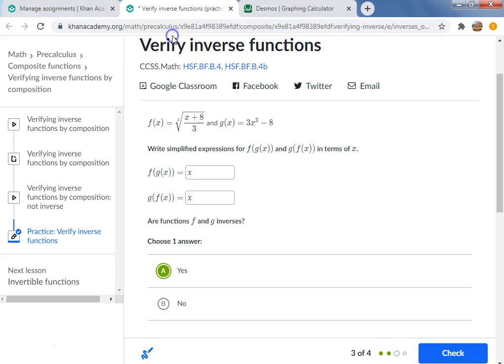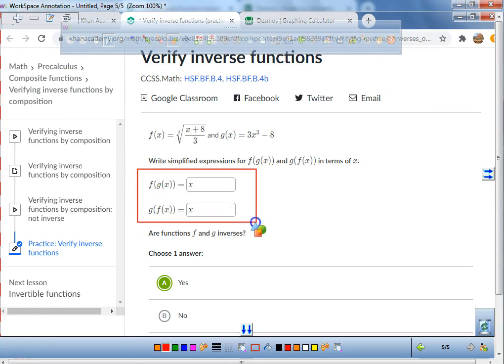Are you going to have something this difficult on your 6 weeks test? You may have one problem, all right? But the main concept is this. If you get f of g of x equals x or g of f of x equals x, they are considered to be inverses. And that's the concept, all right?